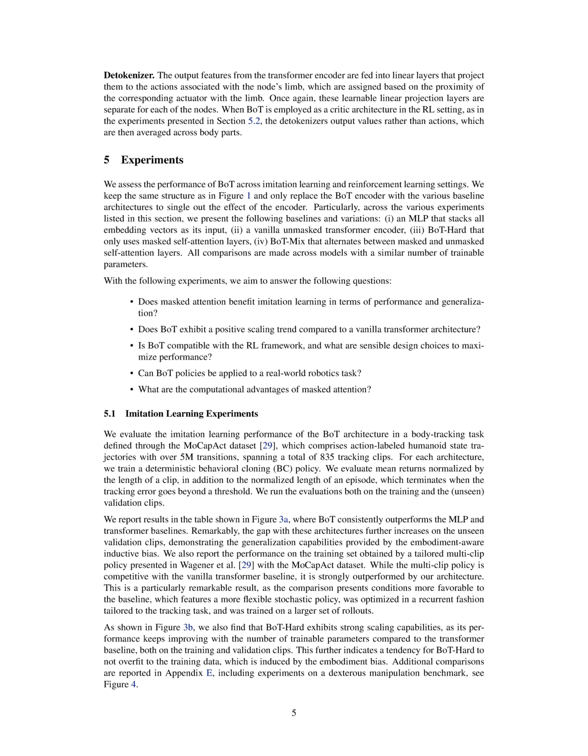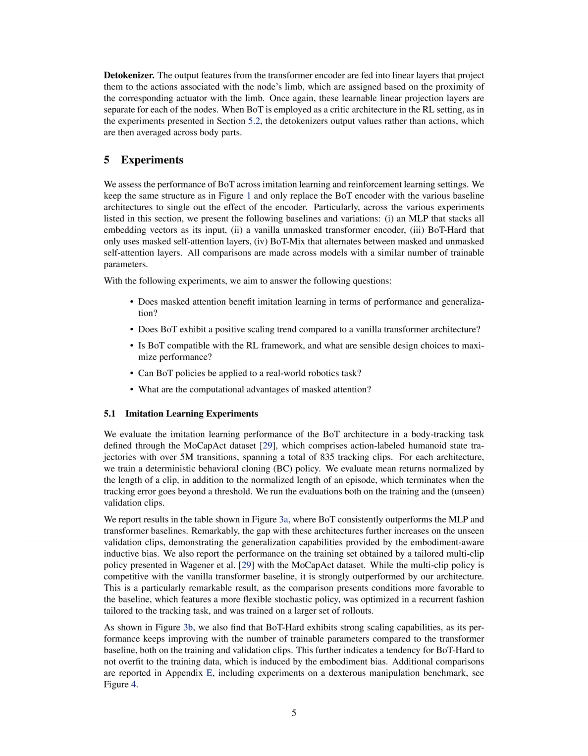The performance of the body transformer (BOT) method is validated through experiments in both imitation learning and reinforcement learning settings. In imitation learning, the BOT architecture is evaluated using the MoCapAct dataset, which contains over 5 million transitions of action-labeled humanoid state trajectories. The effectiveness is measured by mean returns normalized by the length of a clip and the normalized length of an episode, with results showing that BOT consistently outperforms MLP and vanilla transformer baselines, particularly on unseen validation clips.